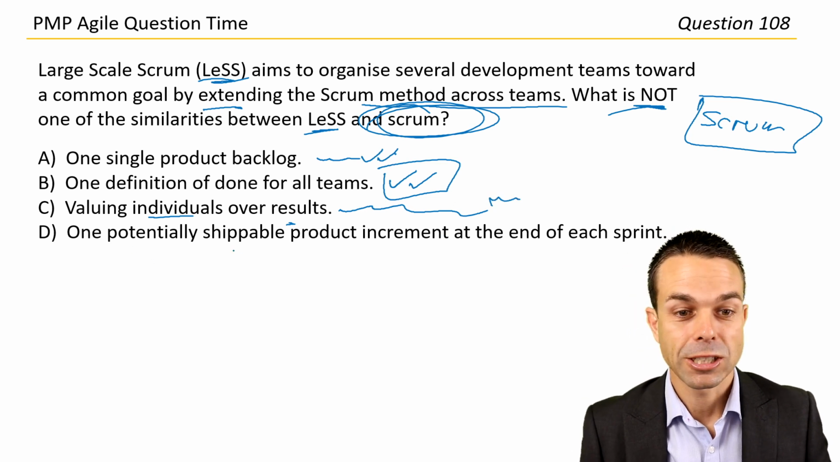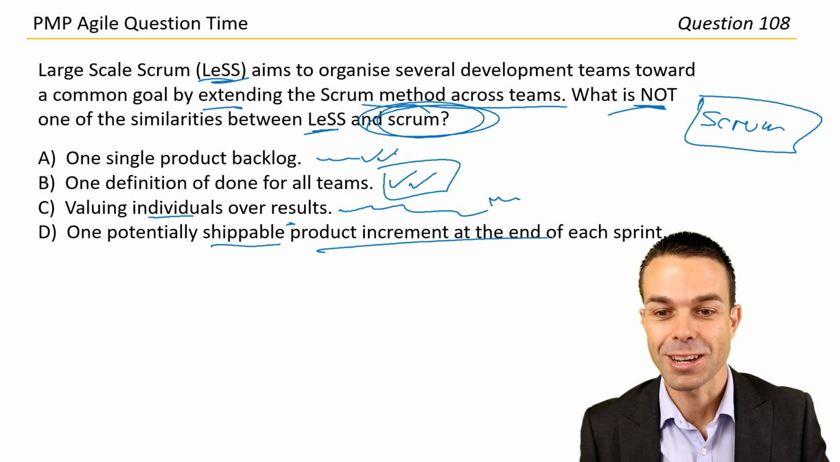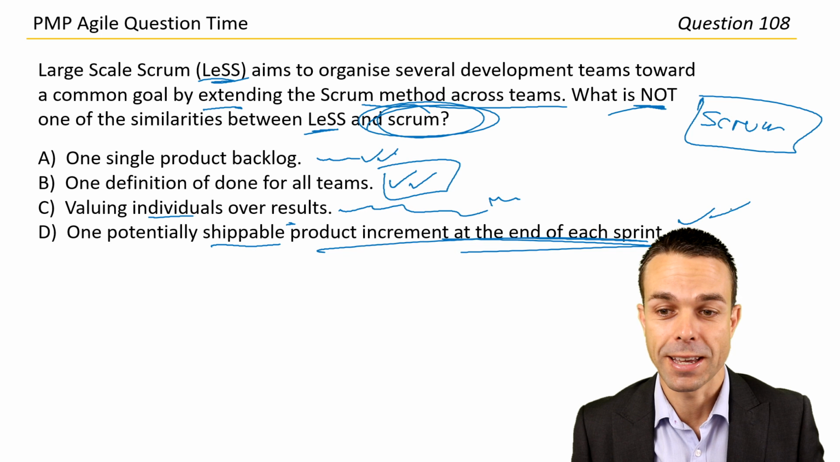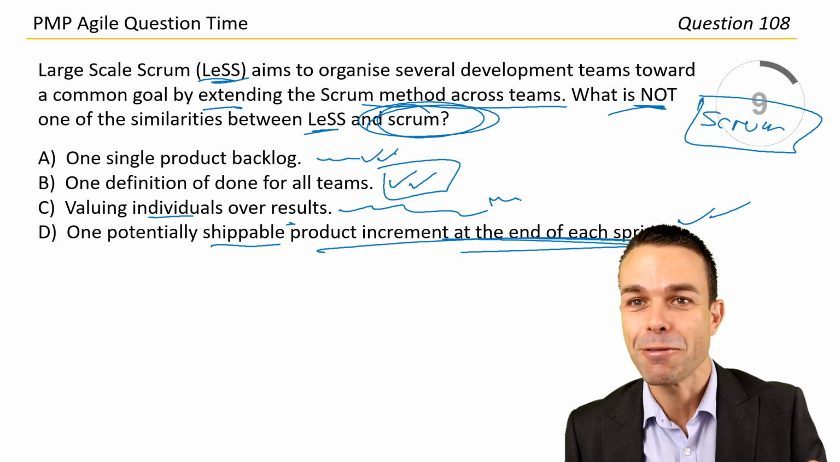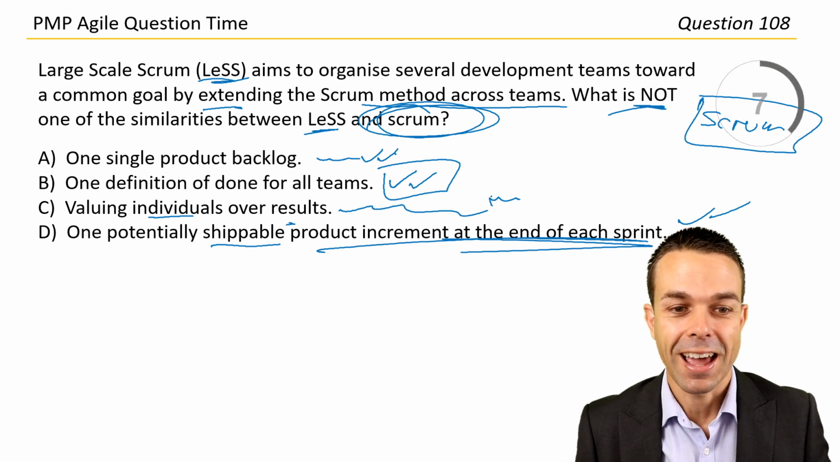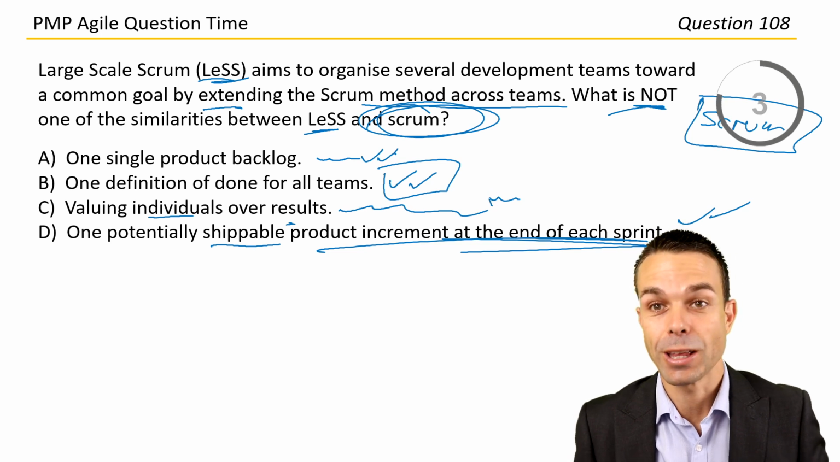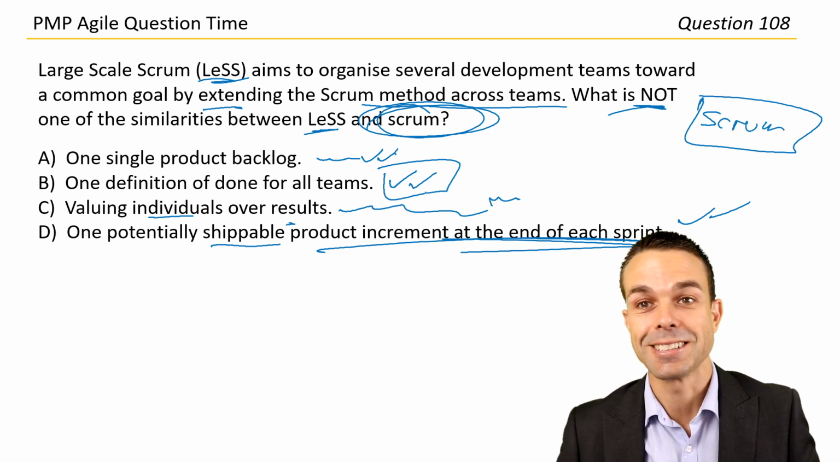One potentially shippable product increment at the end of each sprint. And that is so powerful. That's 100% yes for that one. So the only iffy one here is C, and only because we want both. Really, we want results and valuing our individuals as well. Let's go with answer C.